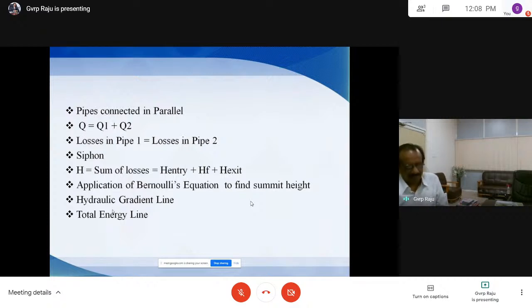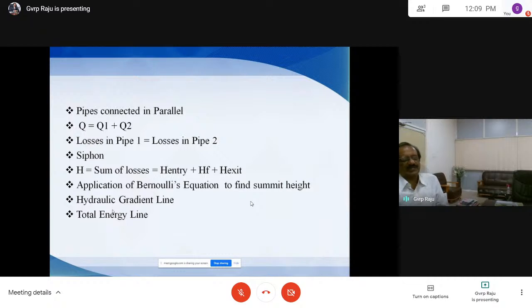Important object type, that's why I am stressing. In other words, you can also say that the hydraulic gradient line is a line which gives the piezometric head for different points in a flowing fluid in a pipeline. So the piezometric head is P1 by W plus Z1 and also P2 by W plus Z2 at different points 1 and 2.